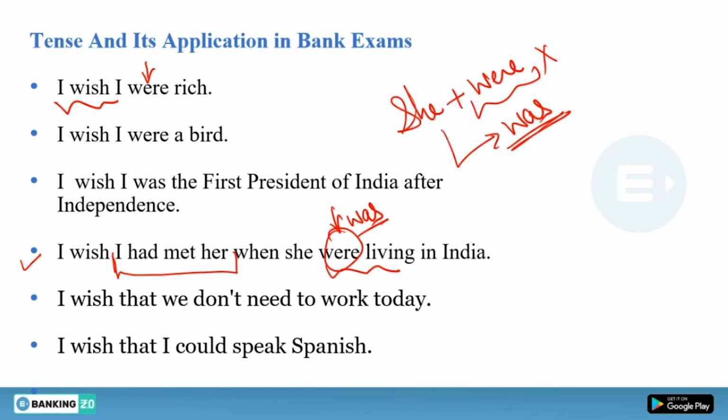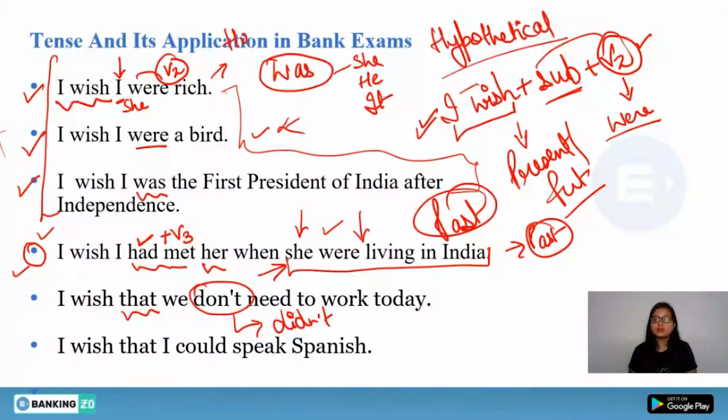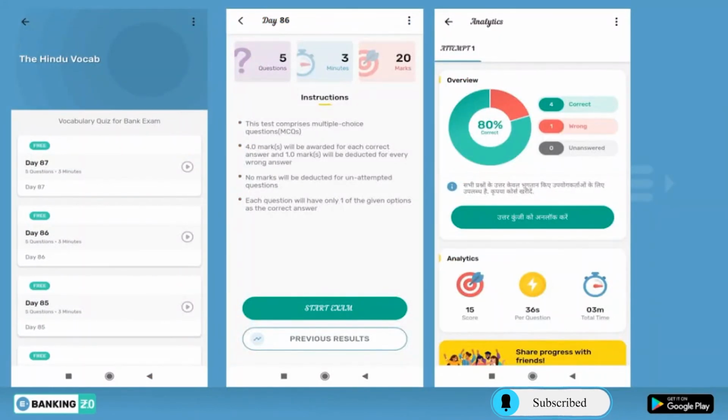And okay, I wish that we didn't need to work today. I wish that we do not need to work, but because we have work, this is the imaginary situation. I wish that I could speak English or I could speak Spanish, but I am not able to speak Spanish, so this is the imaginary situation. So this is it for today.